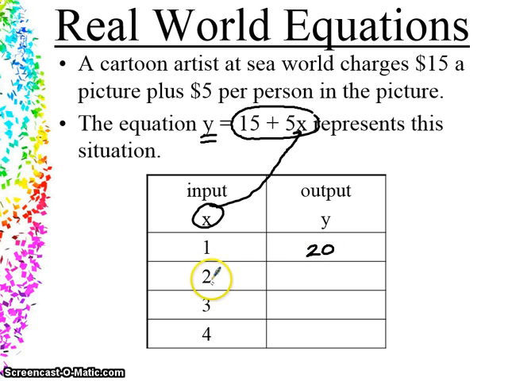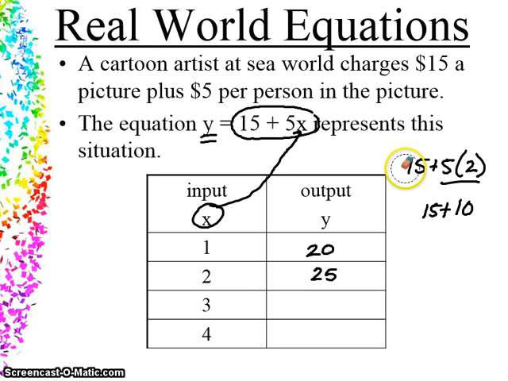Now let's do the same thing for an input of 2. We know that 15 plus 5 times 2 will tell us the cost of 2 people being in the picture. 5 times 2 is 10, so we get 15 plus 10, which is $25. So 2 people will cost $25.